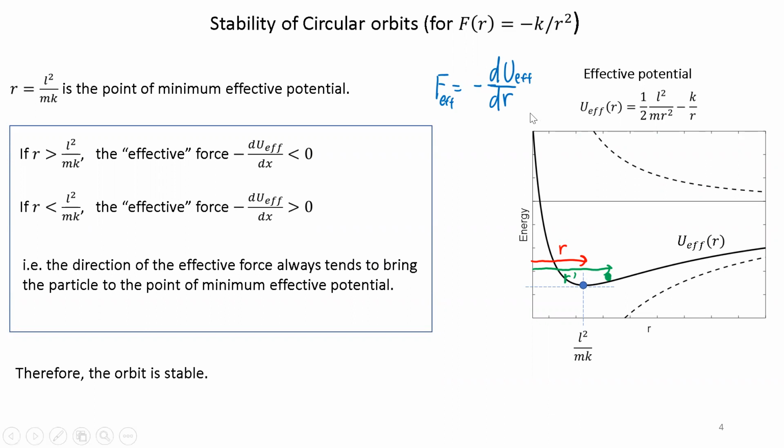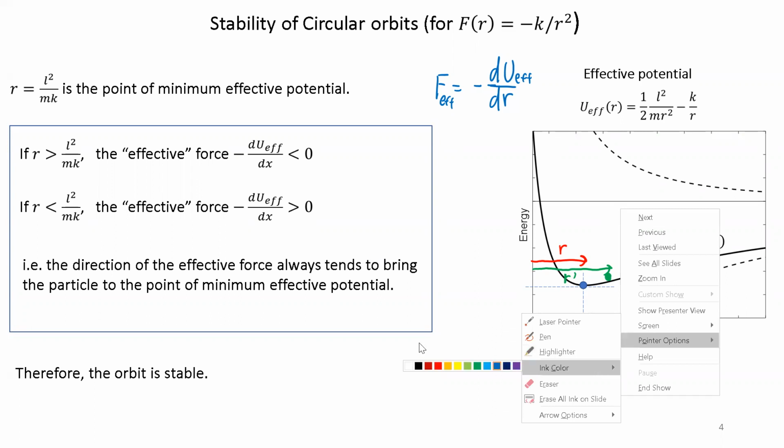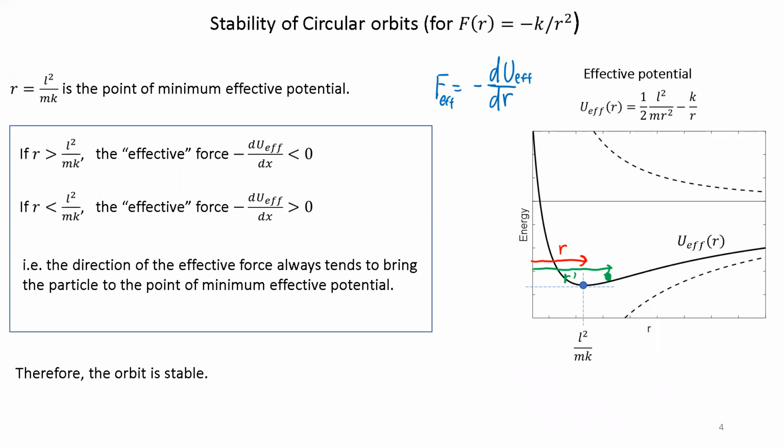Taking the derivative just means seeing the slope of this curve. If you are at this green point, what is the slope? The slope is positive, so minus dU/dr is negative. That's why, if you are here, the effective force will drive you back to the original point. This would be the direction of your F effective.